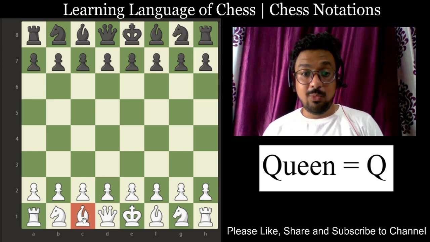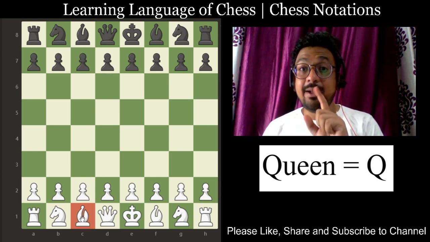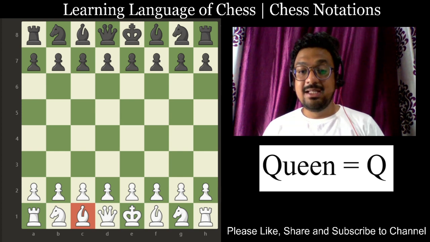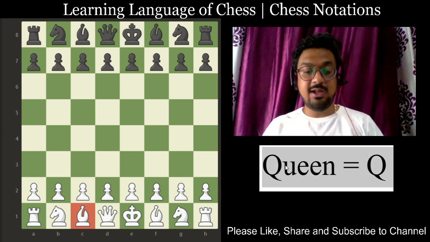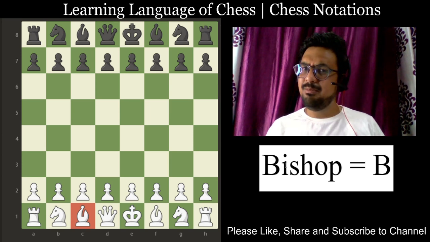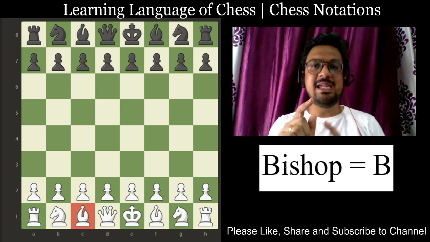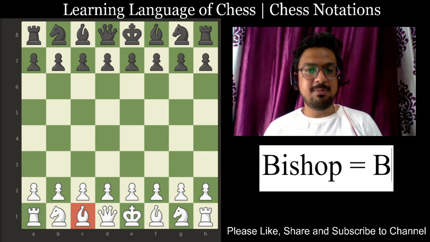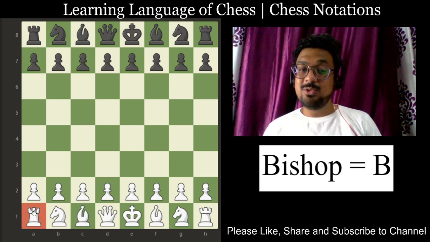Okay, which is the next piece? It is the bishop. Let's try to find out what the nickname of bishop is. It is B. Simple as that. The first name becomes your nickname. So bishop is B.